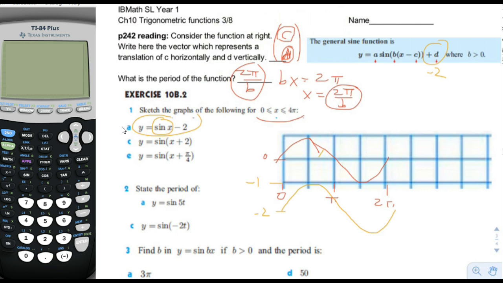Next one we'll do in pink: y equals sine of x plus 2. If it's x plus 2, then c is actually equal to negative 2, right? And if c is negative 2, that means it's moved 2 units to the left. This is actually 6.28, this is equal to 3.14, and we're moving it to the left. Moving it to the left 2, it would be about here, and then this point would be about here or so. It's kind of hard to draw because we don't know exactly where these lines are, but it would kind of look like that.